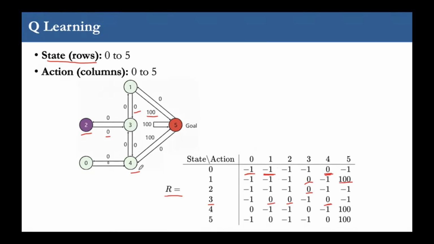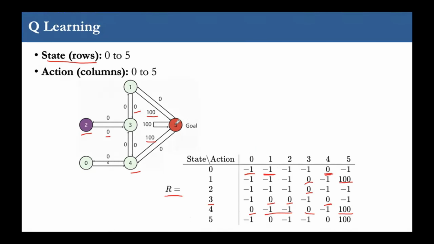All the reward values are 0. Then from 4, it can move to 0. It can move to 3. Similarly, it can move to 5. When it moves to 5, the reward value is 100, and in other cases the reward values are 0. So when the agent moves from 4 to 5, the reward is 100, and in other cases the reward is 0, and the remaining cases the reward values are -1.